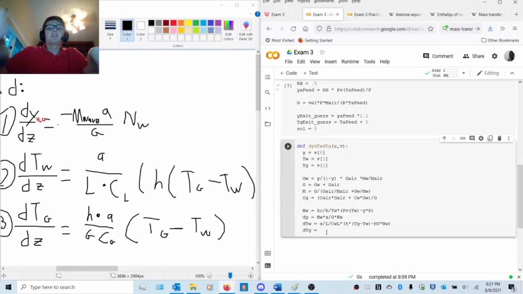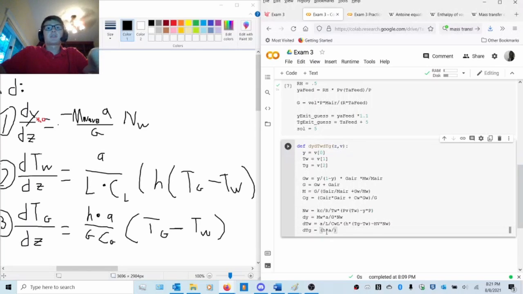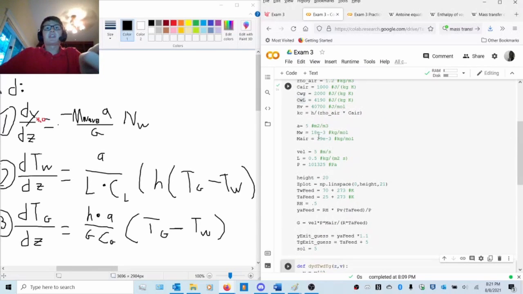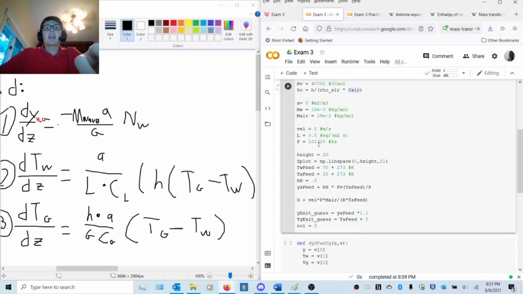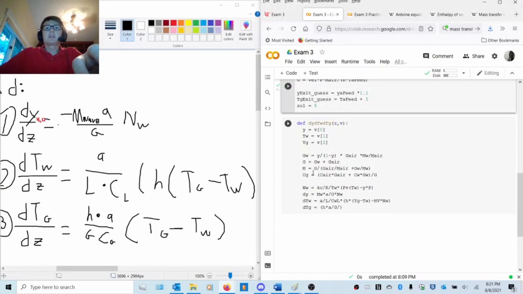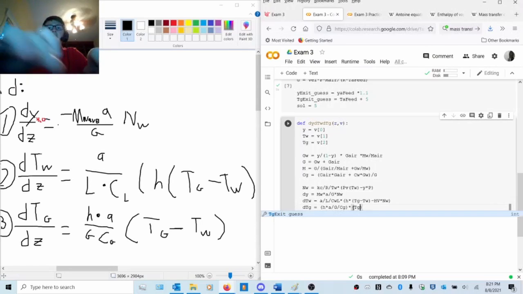So that's going to be the heat transfer coefficient times the specific heat divided by the total gas flow rate divided by the specific heat of the gas. So that would be the specific heat of the air right here. Actually, no, it wouldn't. It would be the CG right here because this is like the average specific heat of the gas. So then we're going to multiply that by the temperature of the gas minus the temperature of the water. And yeah, that's good.